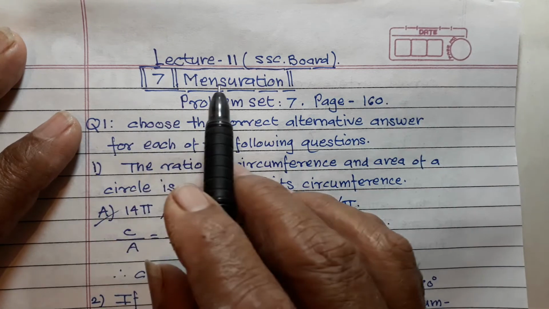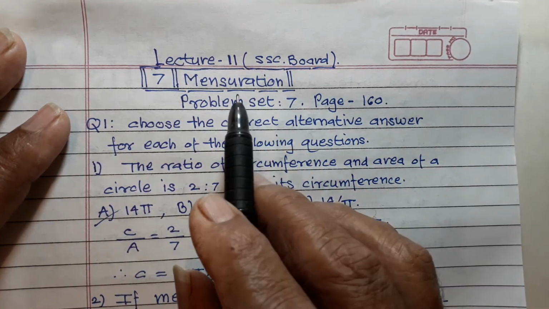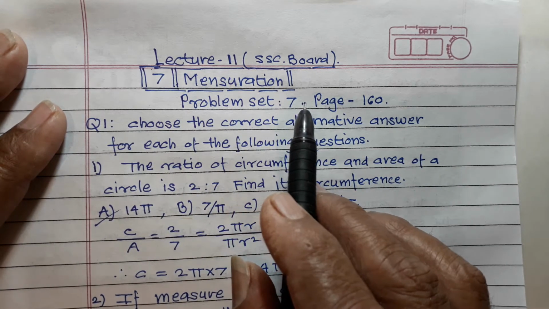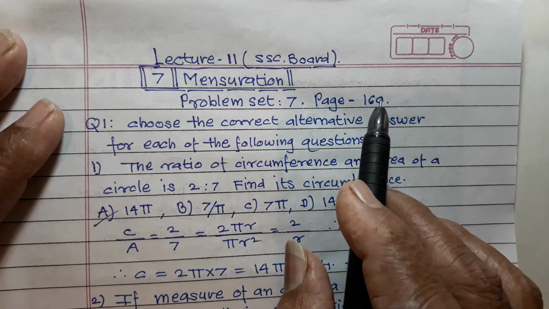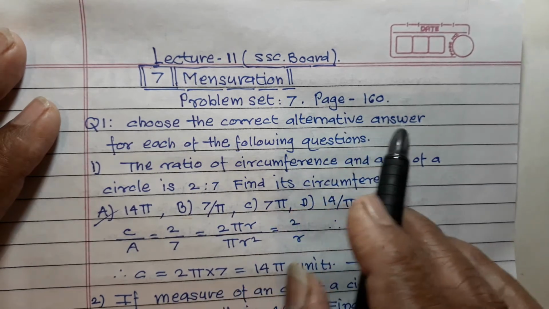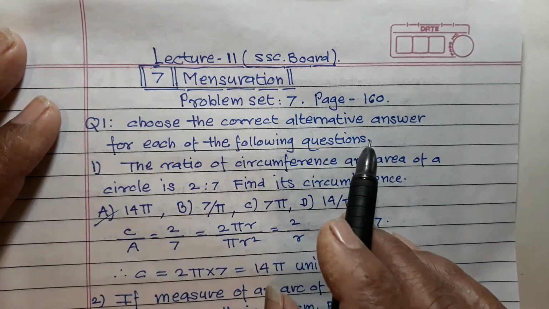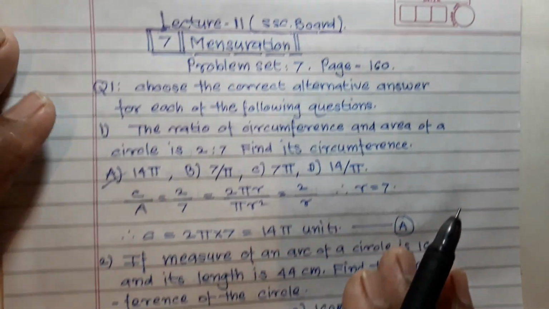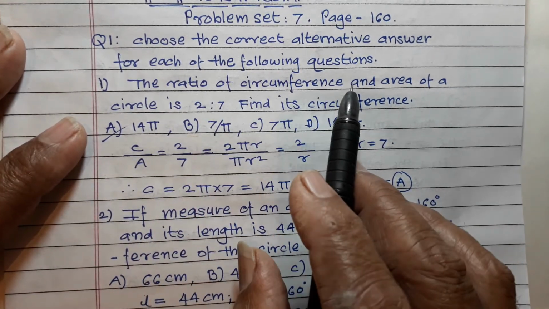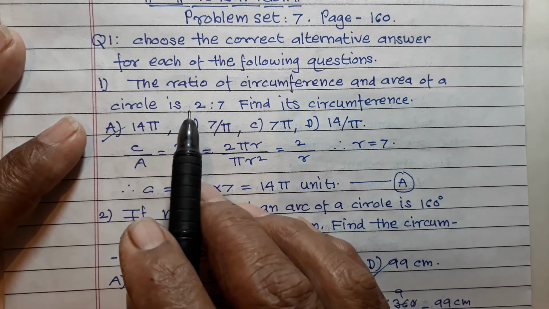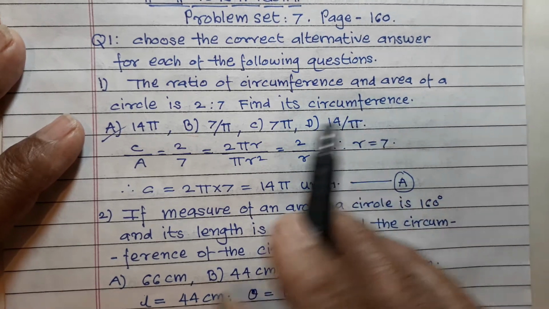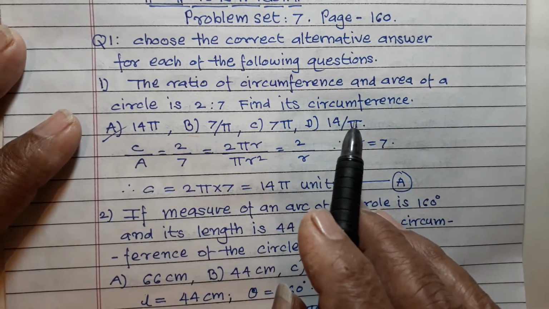Chapter number 7, Mensuration. In this lecture, I am going to explain some examples from Problem Set 7, page number 160. Question number 1. Choose the correct alternative answers for each of the following questions. Question number 1. The ratio of the circumference and area of a circle is 2:7. Find its circumference, and these are the alternatives given.